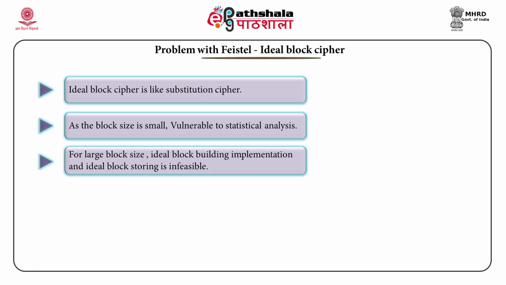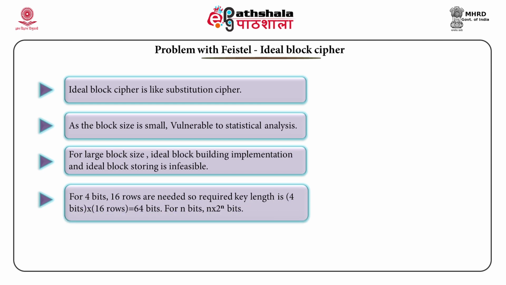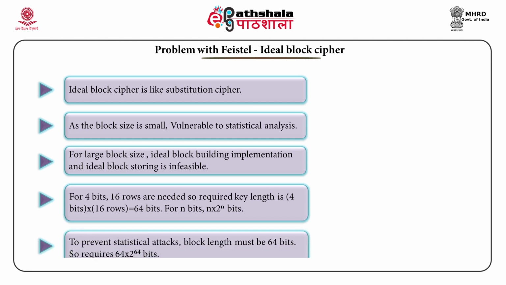For a large block size, implementing the ideal block cipher and storing it is infeasible. For a 4-bit input, there are 16 rows generated. So, the required key length is 4 bits into 16 rows, which makes 64 bits. In general, for n bits, n into 2 raised to n bits are required. To prevent statistical attack, a block length of 64 bits must be used. So, it requires 64 into 2 raised to 64 bits.